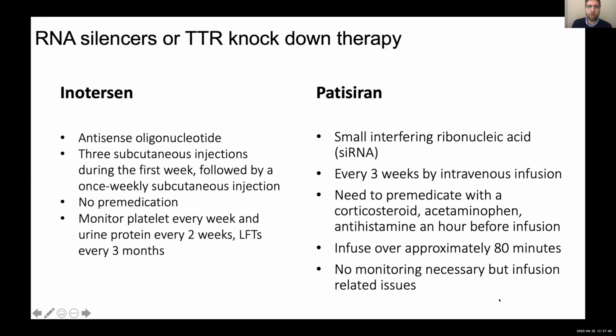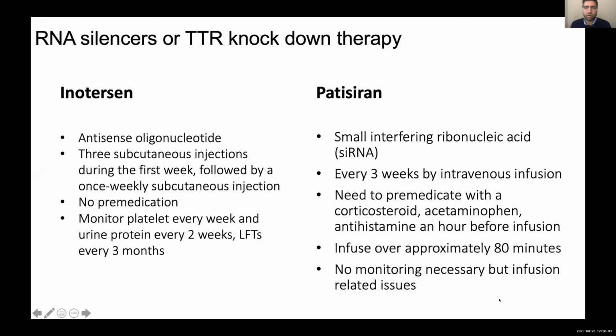Patisiran is a different drug, and it's called Onpattro, where inotersen is called Tegsedi in the US. Patisiran is injected every 3 weeks. You do need to pre-medicate with steroids, antihistamine and antacid an hour before the infusion, and then you infuse it over approximately 80 minutes.